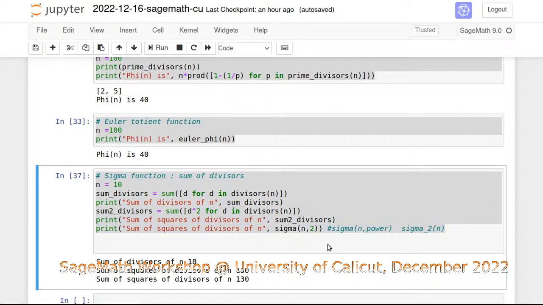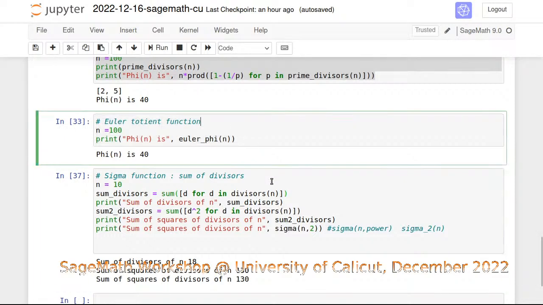Sir, is phi of n the sum of divisors? Is the phi function there also? Phi of n is not the sum of divisors. Phi of n is the number of numbers less than n relatively prime to n.